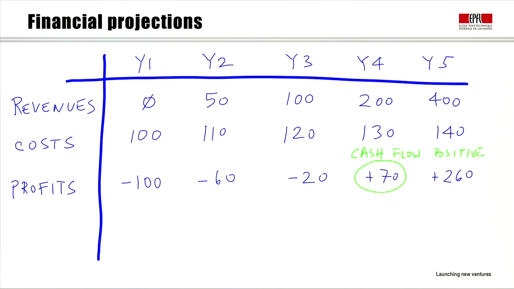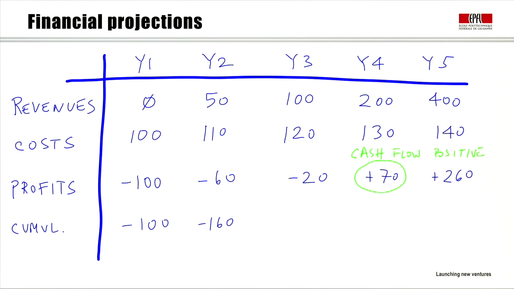Now we're going to track the cumulative amount of money either lost or gained up through a certain point in time. So what we'll do is we'll look at the cumulative amount gained through year 1. In this particular case, it's going to be a loss of 100. Then in year 2, we're going to have an additional loss of 60, so the cumulative loss will be 160.